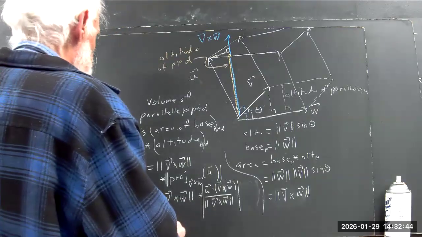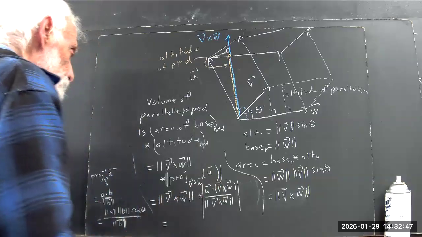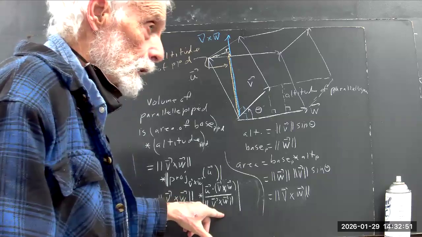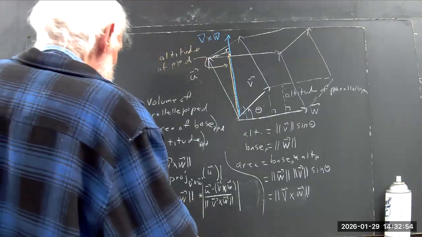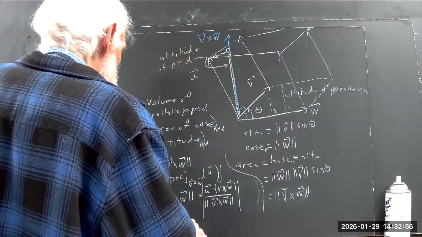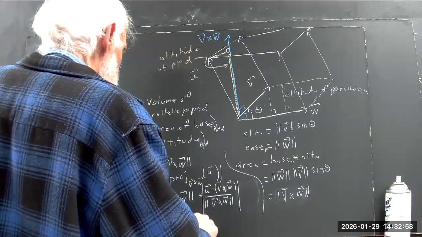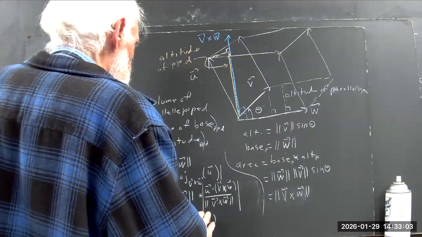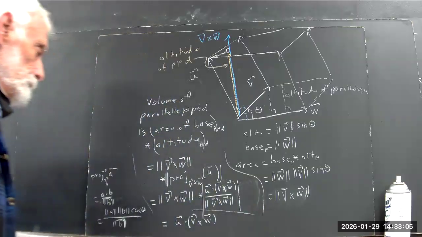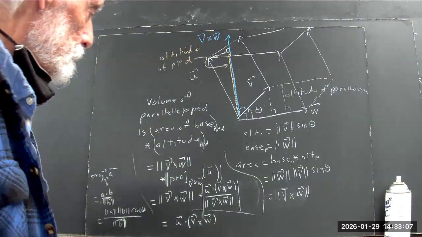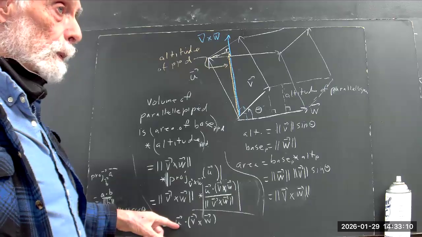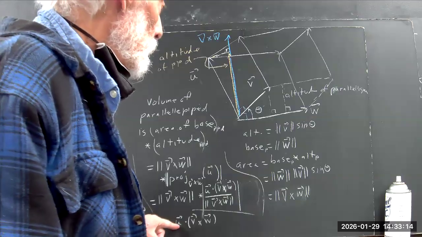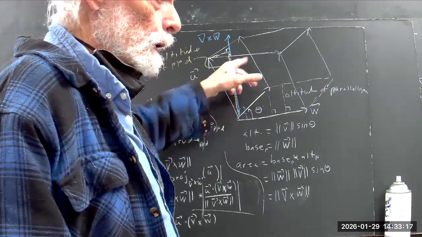Okay, well, one more step. I've got the magnitude of V cross W here. I've got the magnitude of V cross W here. I just get U dot V cross W. And there's your triple product, triple dot product, or whatever you want to call it. It gives you the volume of the parallelepiped.